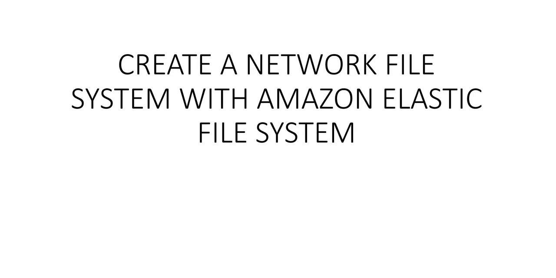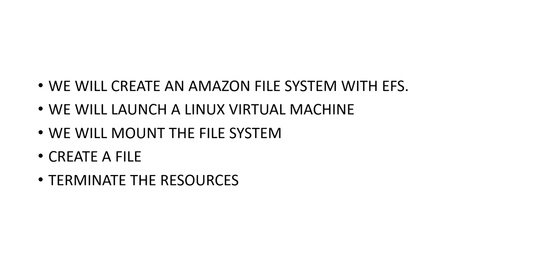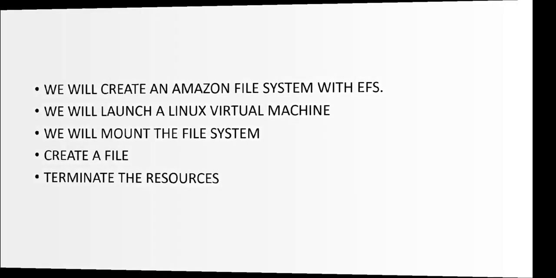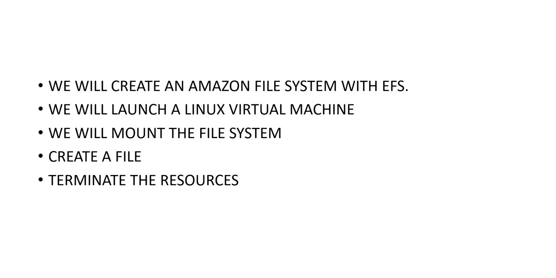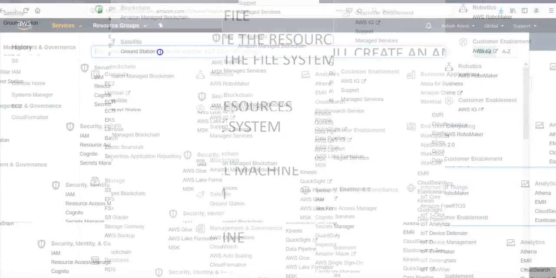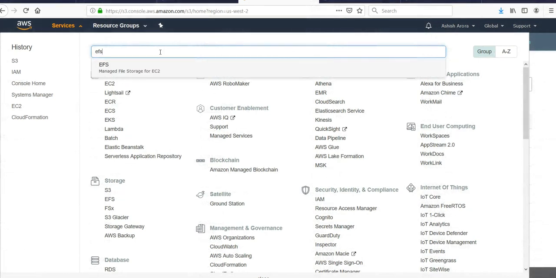So we will create an Amazon file system with EFS. We will launch a Linux virtual machine. We will mount the file system. We will create a file. Then we will terminate the resources so that we do not get charged heavily. So let me just log on to the portal and take it from there. I am logged on to the portal. Let me just go to EFS by typing EFS in the search box under services.